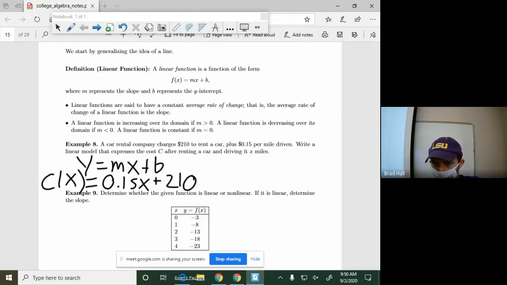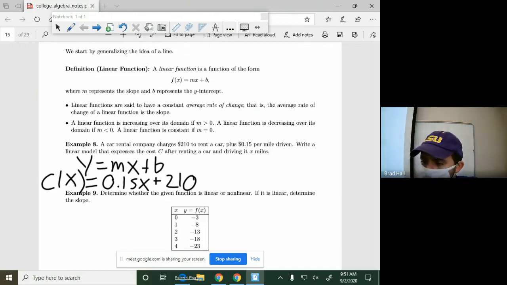And as far as linearity goes, that's a good segue into example 9, where they give you a table of values and want you to determine whether that table gives you a linear trend or not, whether the function is linear or nonlinear. If you were to plot all of these on an XY plane, this would just be 5 points: 0, -3, 1, -8, all of that. If you drew a line connecting all of those, would that give you a linear trend or not?